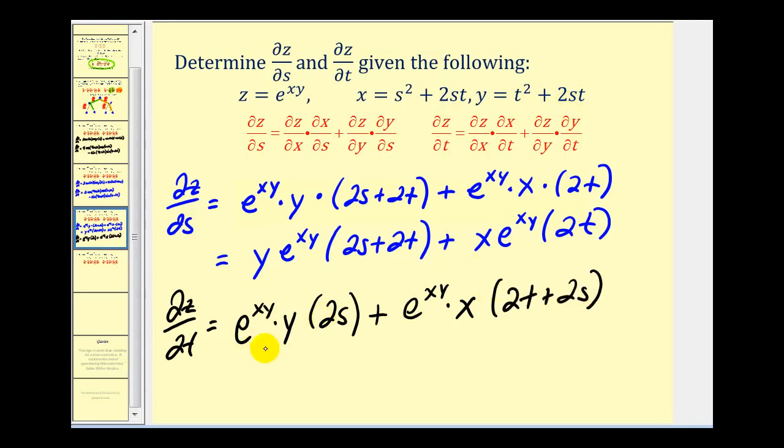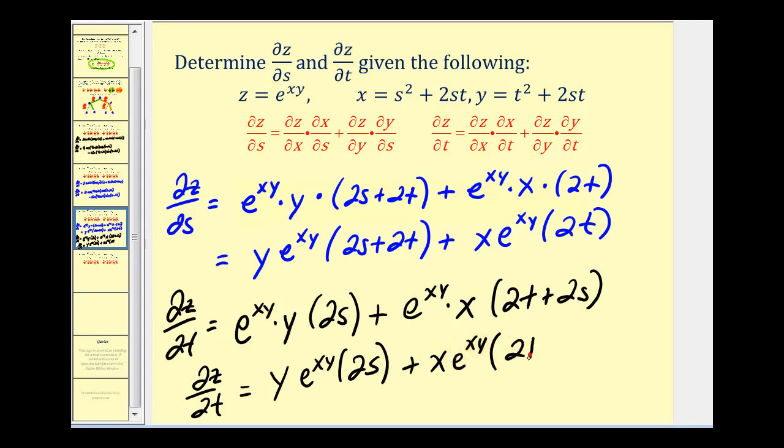Again, we're going to leave it in terms of x's, y's, s's, and t's, but let's clean it up a little bit. We could rewrite this as y e to the xy times 2s plus x e to the xy times 2t plus 2s.